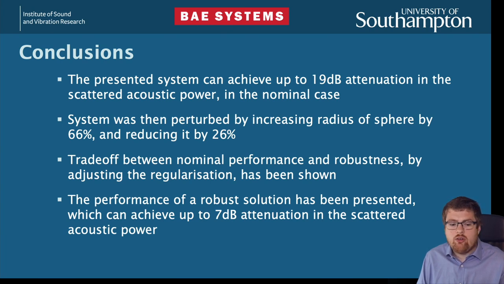We've investigated the trade-off between the nominal performance and robustness by varying the value of regularisation, and we've shown that a robust solution can be achieved, which can achieve up to 7 dB attenuation in the scattered acoustic power for the nominal case, almost this for the small case, and some levels of attenuation in the large case.